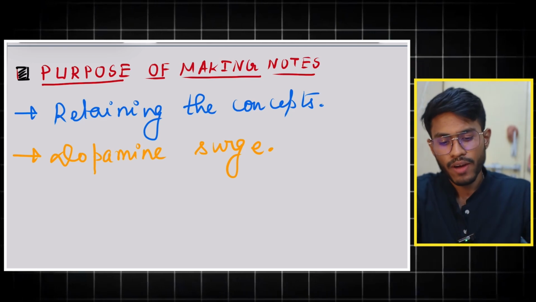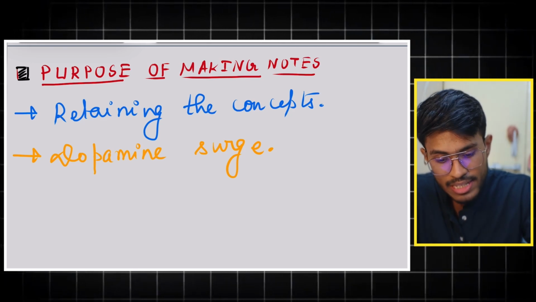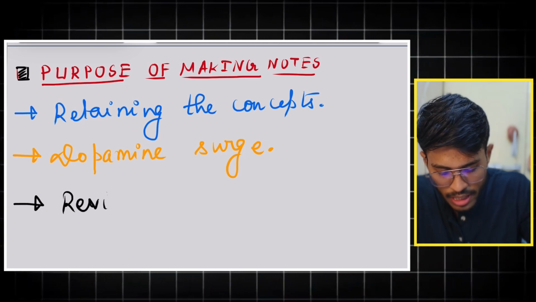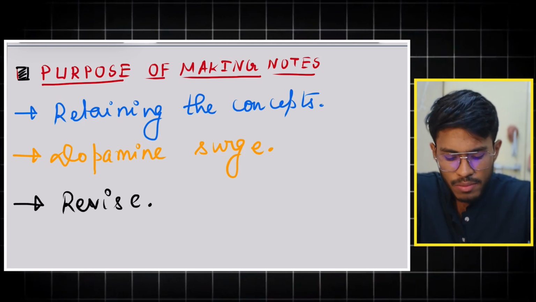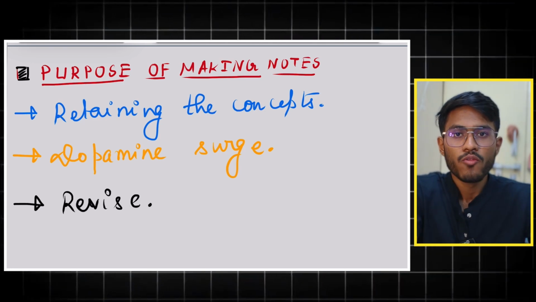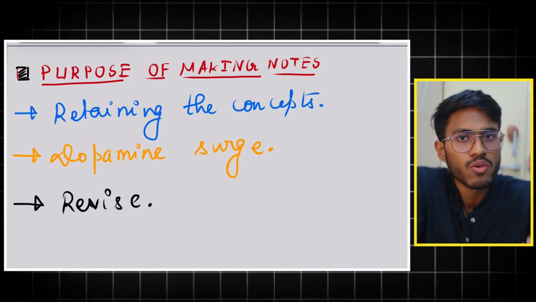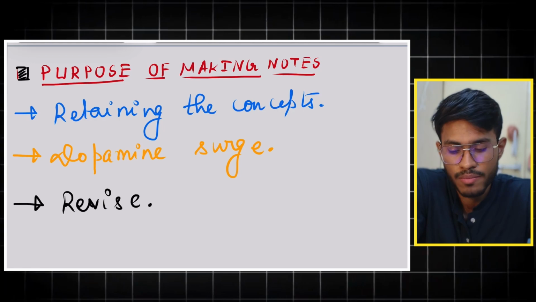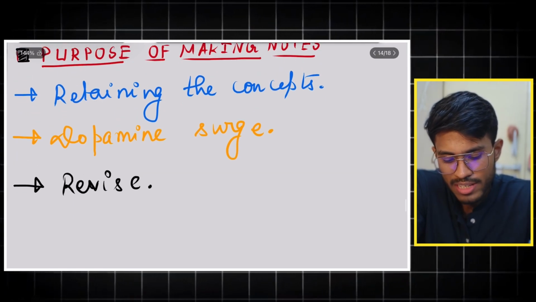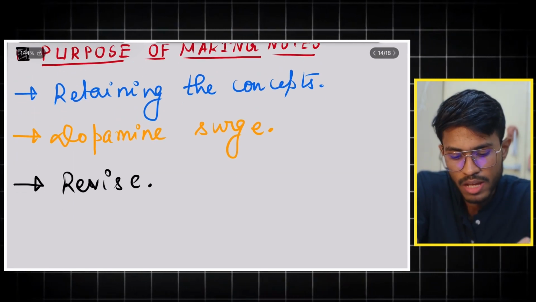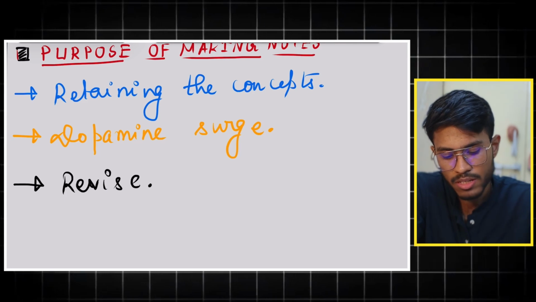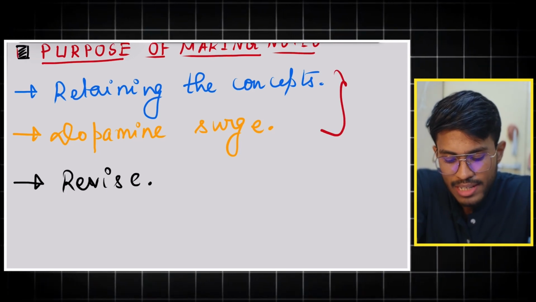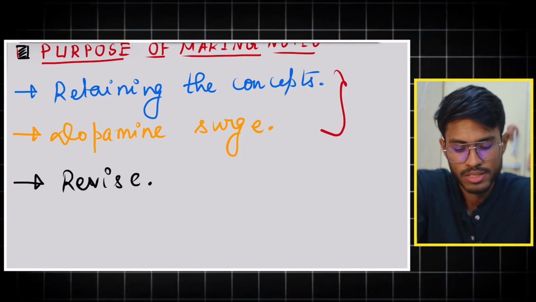And finally, we all know: revise. Obviously, revise. This is very common: we make notes because we have to go through them more often, right? We need to revise them. So these are the main purposes. I know that 99% of you are not aware of these two, that is, retaining concepts and the dopamine surge.